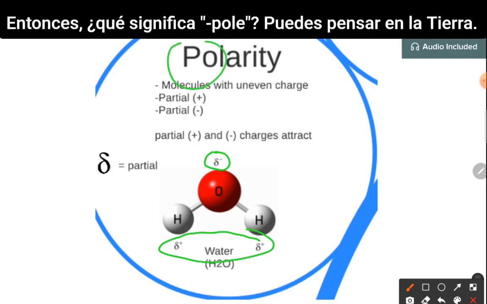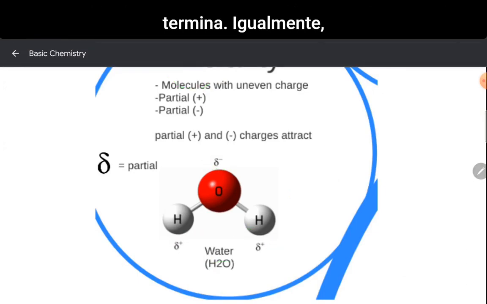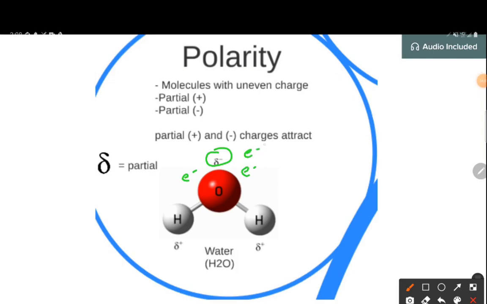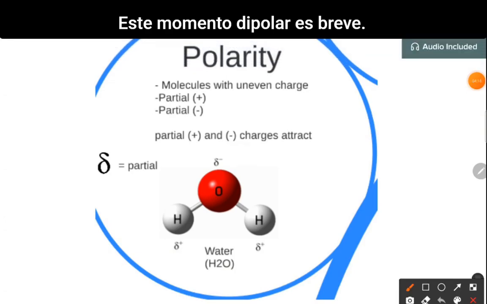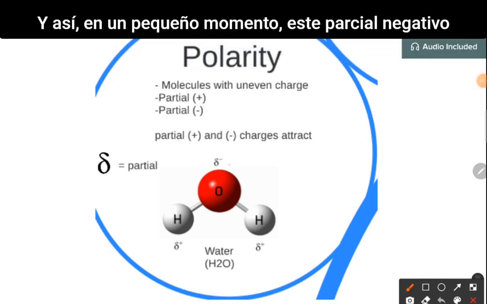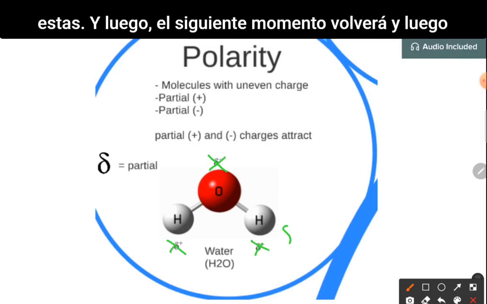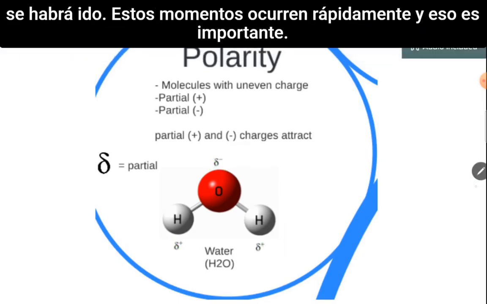So what does pole mean? Pole, you can think about the Earth, right? The Earth has a north pole and a south pole. They are opposite ends. Likewise, there is a negative pole where there are more electrons, and then there's a positive pole where there are less. This dipole moment is brief, and so at one small moment, this partial negative charge will be here, and the next it'll be gone, and so will these. And then the next moment it will come back, and then it'll be gone. These moments happen quickly, and that's important.